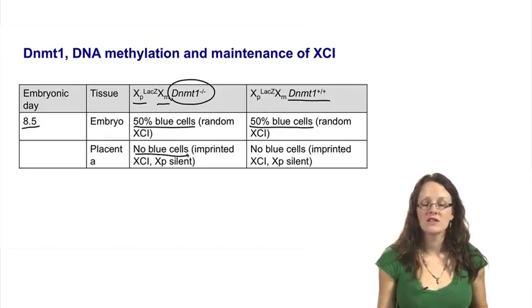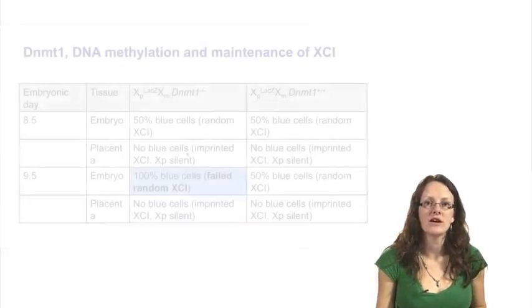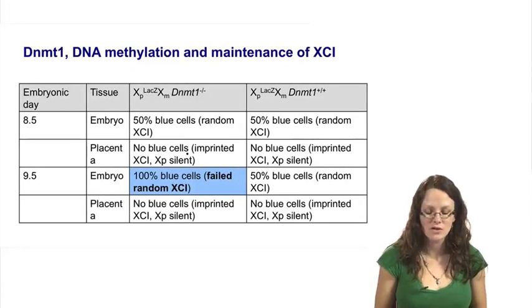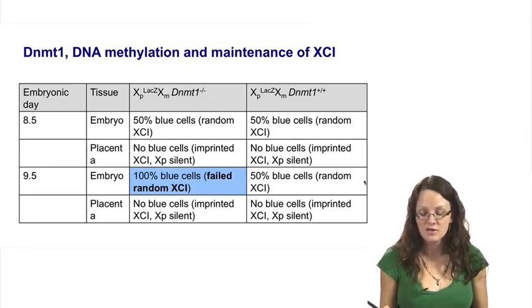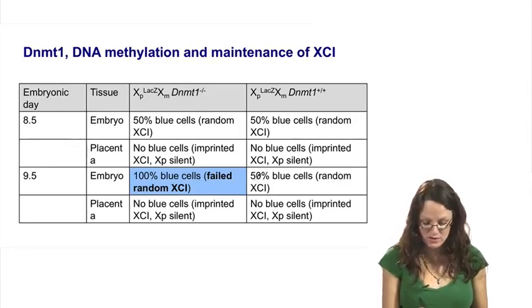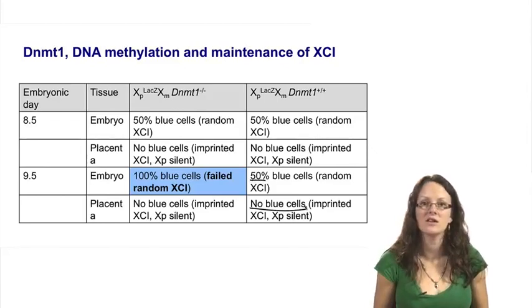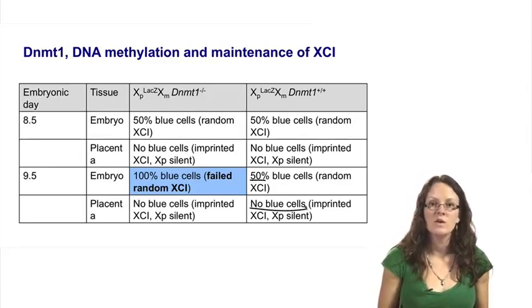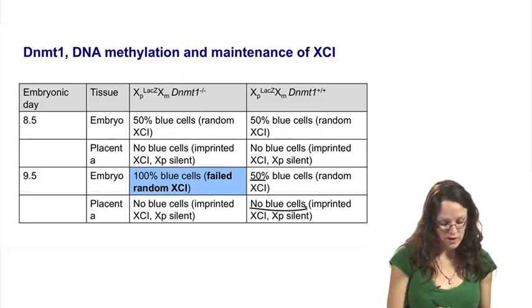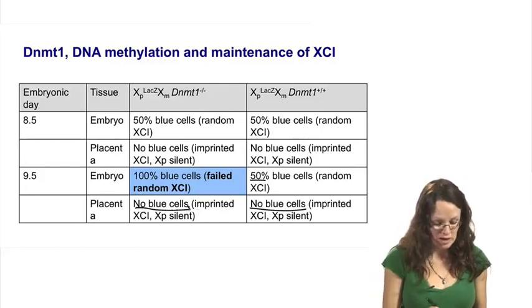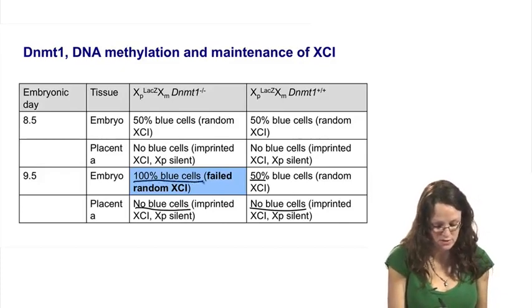However, they also looked at a stage later, 1 day later in embryonic time, so embryonic day 9.5, and now they found a difference. So at this stage, the wild-type embryos still showed 50% blue cells in the embryo and no blue cells in the placenta, just like you'd expect. But in the Dnmt1 null embryos, they found that in the placenta, you still had no blue cells, so normal imprinted X inactivation. But in the embryo now, and only the embryo, you found 100% blue cells.